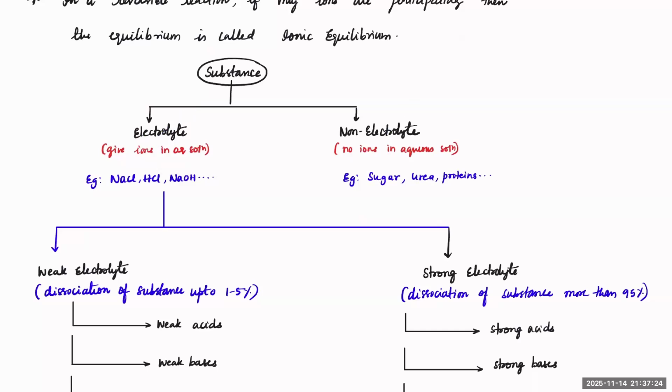Electrolytes are those substances which will produce ions when you add them to water. For example, if you have NaCl, HCl, NaOH, and you add them to water, they will give you various ions: Na plus, Cl minus, H plus, OH minus and so on. Non-electrolytes will dissolve in the solution, but they do not produce any ions in aqueous solution. For example, sugar, urea, proteins, they all will get dissolved, but they are not going to give you any ions as such.